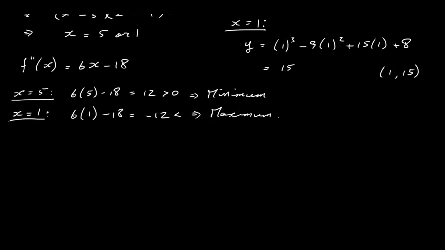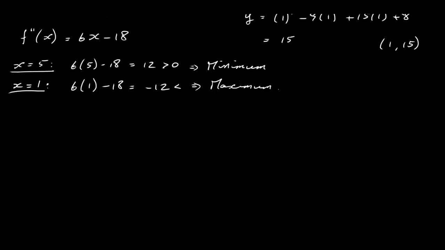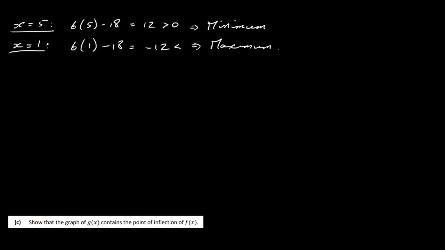Okay, so what do we have to do? We have to find the equation of g of x. So what we need to do first is find the slope of g of x. So our 2 points, remember, are 5, minus 17 and 1, 15. So let's call them x1, y1, x2, y2, and we'll just work out the slope.